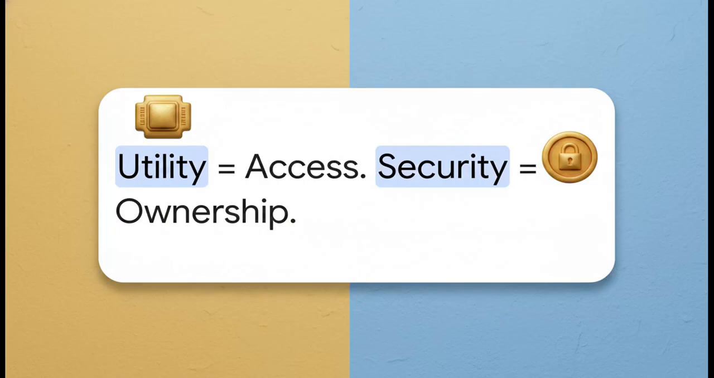Okay, the crucial point is right here. Let's use this as a quick palate cleanser to really lock this into your memory. If you remember absolutely nothing else from this explainer, remember this. Utility equals access and usage. Security equals ownership and profit potential. Access versus ownership. Usage versus investment. That is the core binary here.